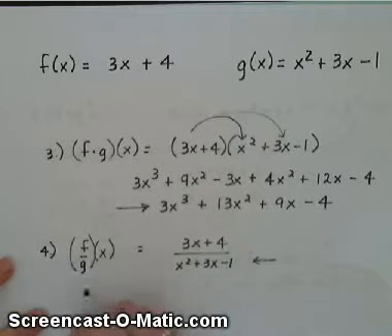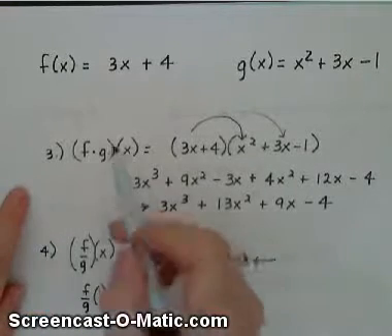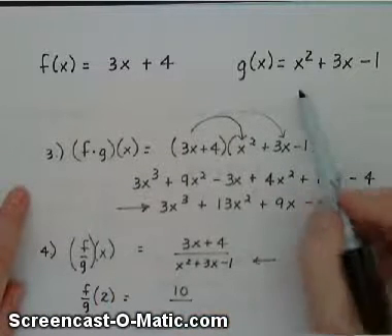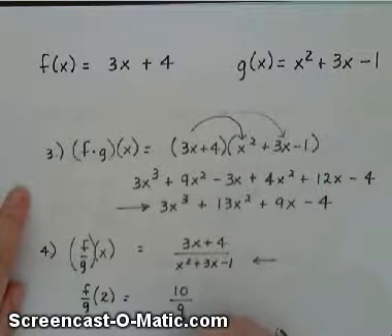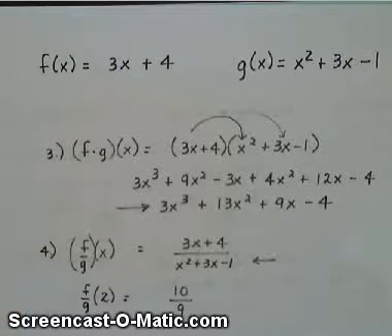If you want to know what f divided by g of 2 is, you can put 2 into the f function, which again would be 10. Put 2 into the g function, which would be 4 plus 6, 10, minus 1 is 9. And the value of f divided by g of 2 would be 10/9. Now these are our computational functions where we can add them, subtract them, multiply, or divide them.